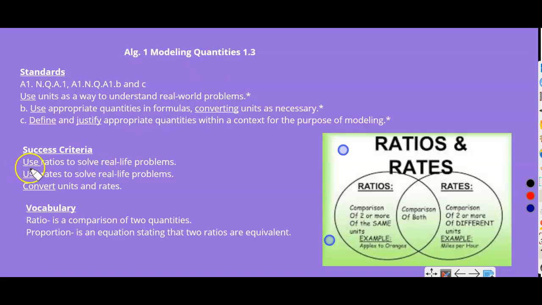So today we need to be able to use ratios to solve real world problems, use rates to solve real life problems, and convert units and rates. Your vocabulary: ratio is a comparison of two quantities, and proportion is an equation stating that two ratios are equivalent. Make sure these are in your notes.